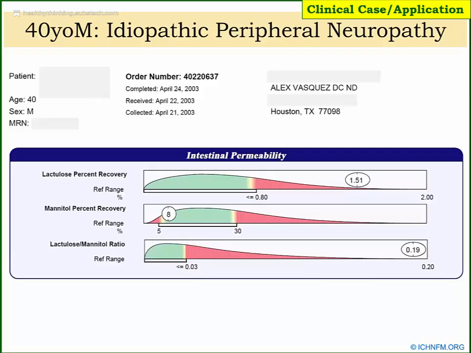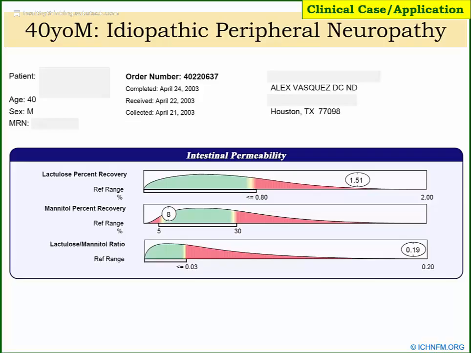So here you can see the results of his lactulose and mannitol assay. You can see that his lactulose percent recovery is quite high, so that correlates with a leaky gut. Remember, I told you before that lactulose rhymes with leaky. And so this indicates mucosal damage and increased permeability or mucosal hyperpermeability. You also see that his mannitol percent recovery is on the low end, and I mentioned to you before that mannitol rhymes with malabsorption and malnutrition. So when we see this pattern of elevated lactulose recovery and reduced mannitol recovery, that's consistent with mucosal damage and villus atrophy.